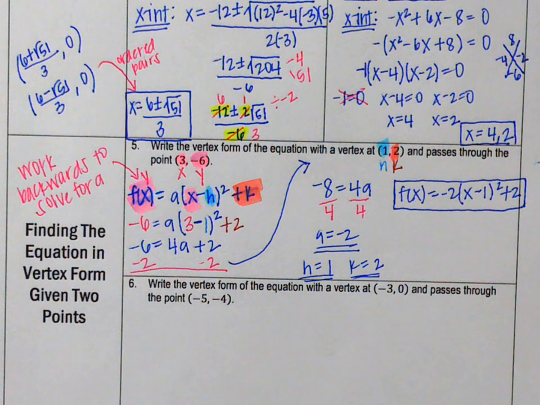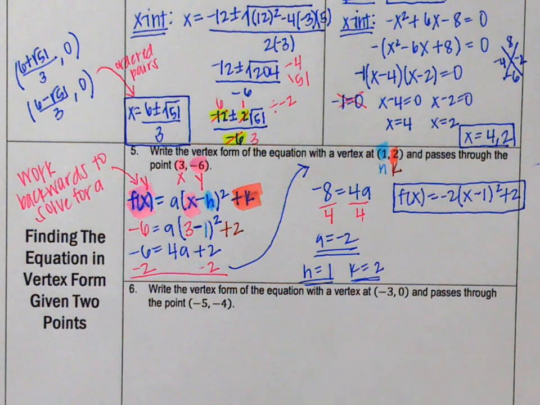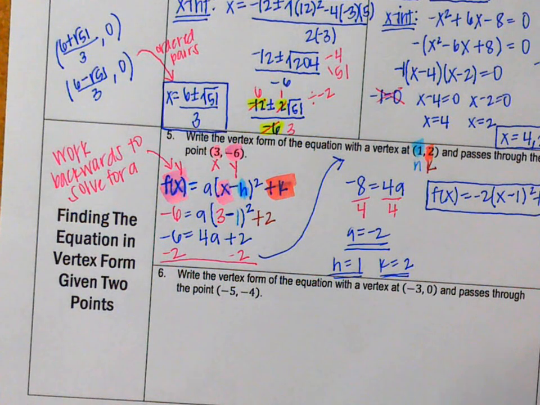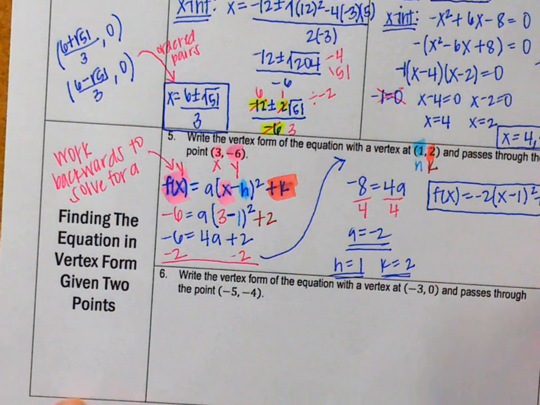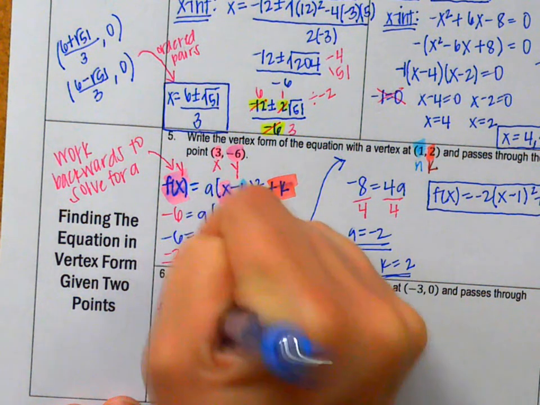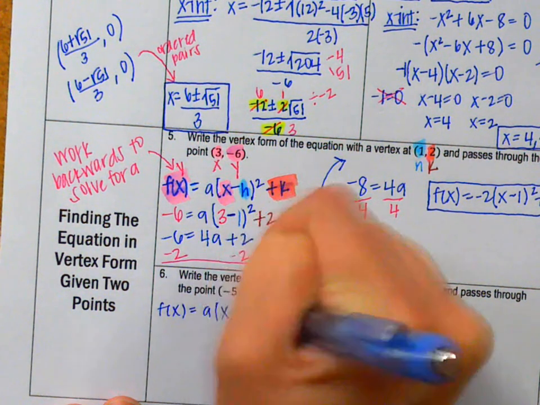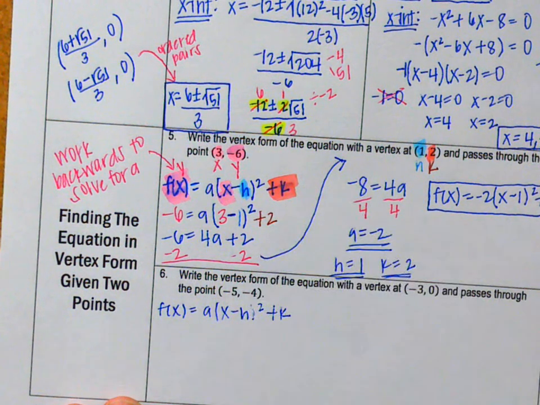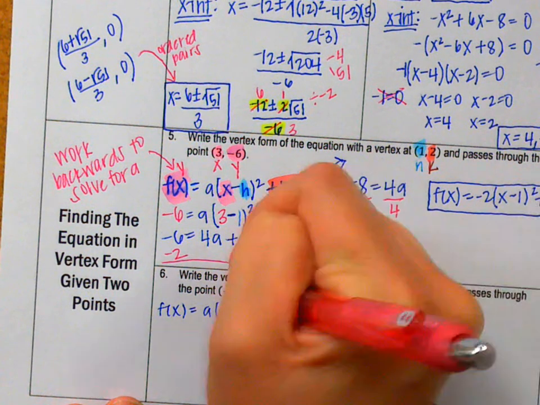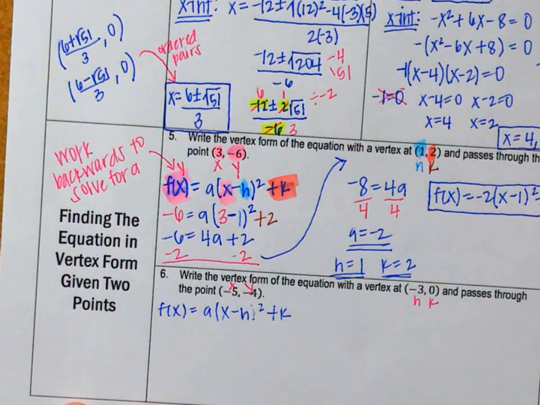Okay, so hopefully you're coming back to check your work. So again, same idea, write the vertex form of the equation with a vertex at -3, 0, and passes through the point -5, -4. So I'm just going to write down vertex form. Again, I have my h value, I have my k value, and I have my x and y. So I'm just going to plug that all in.